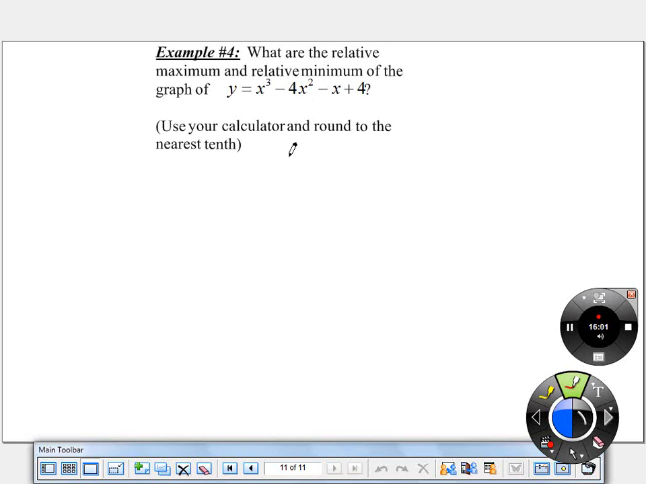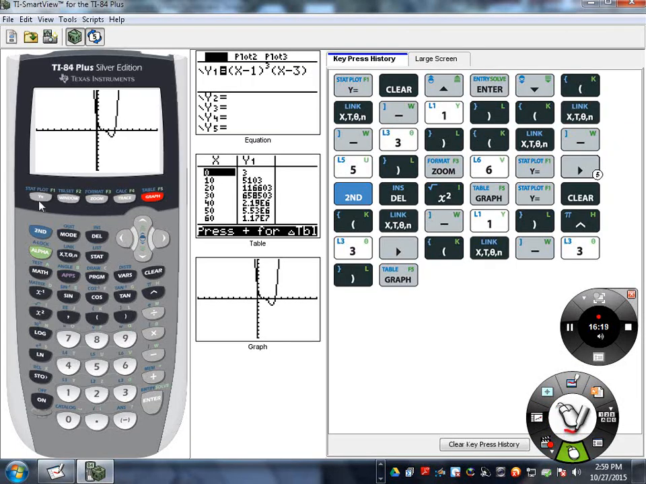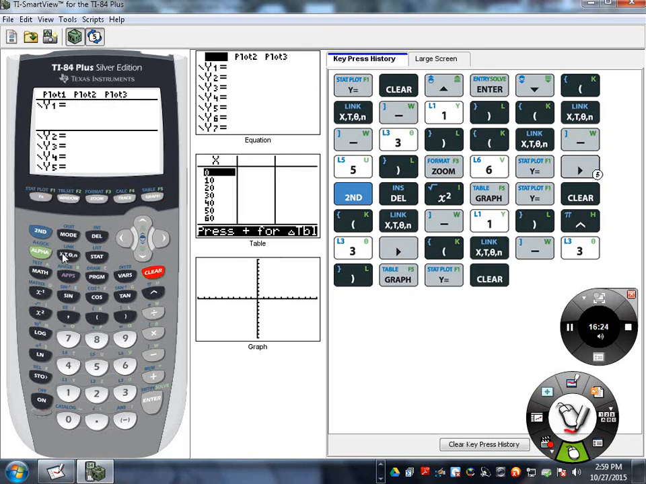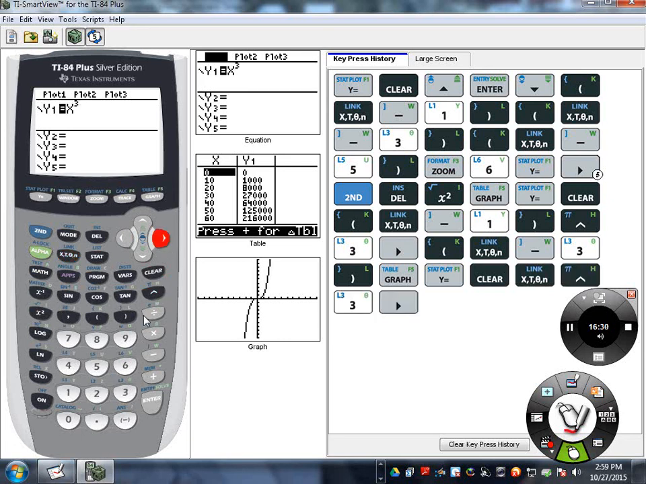Okay, so the last thing we're going to do is find the relative maximum and relative minimum of this graph. Since this isn't graphed for us or something we're going to graph by hand, we're going to go ahead and do it on our calculator and see what we get. So on my calculator, I'm going to go to my y equals, clear out whatever's in there, and type in this equation. So x cubed, so x to the third, minus 4x squared, minus x, plus 4.